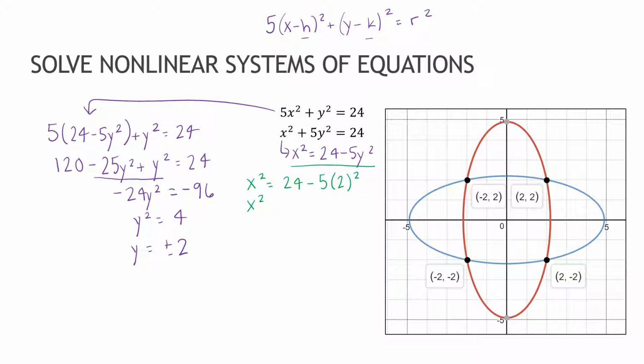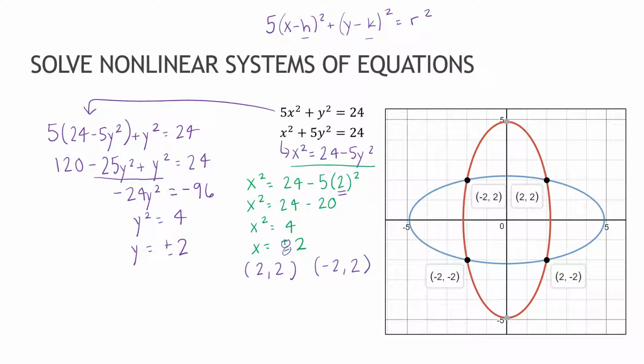So I get x squared equals 24 minus 2 squared is 4. So 5 times 4 is 20. So I get x squared equals 24 minus 20, which is 4. So x equals plus or minus 2. Now keep in mind what that told me. When I have a y answer of positive 2, x could either be positive or negative 2. So I could have positive 2, 2, or I could have negative 2, 2. So that's 2 of my solutions.